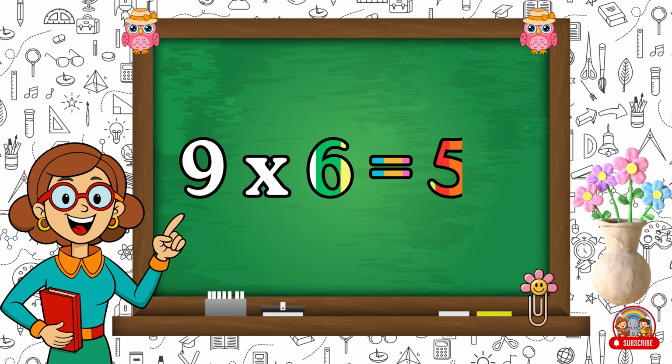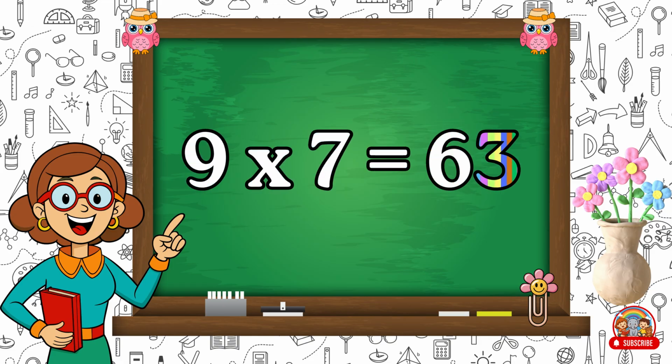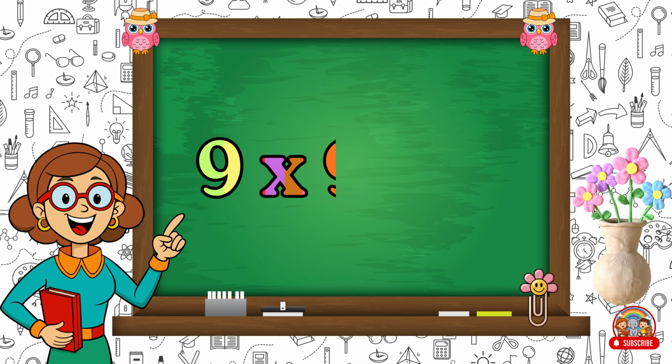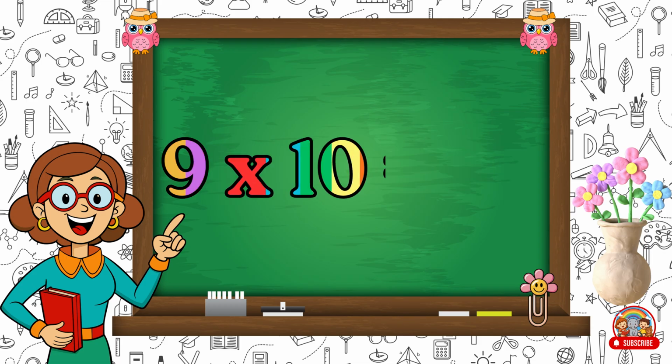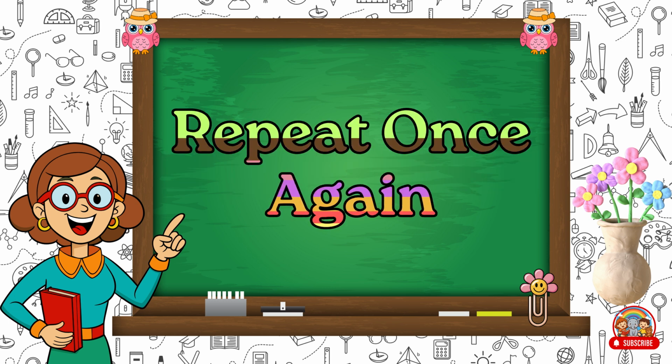9 six are 54. 9 sevens are 63. 9 eights are 72. 9 nines are 81. And last, 9 tens are 90. Repeat once again.